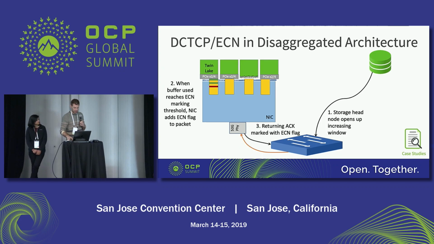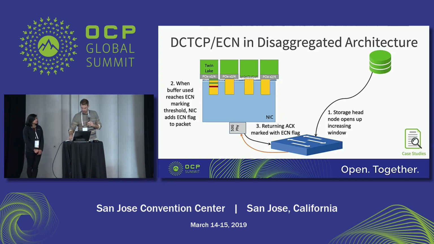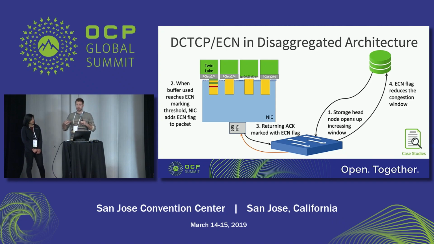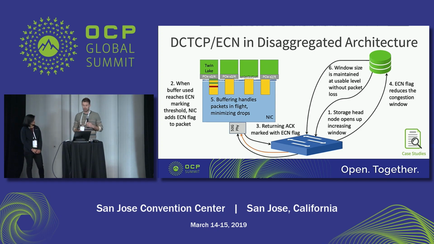Sorry, heading into the twin leg. This then leads to the returning packets being marked with an ECN echo flag. This then passes all the way back to the head node and reduces the congestion window. So immediately we've reduced the throughput without actually having to drop packets. And while this is happening, the buffering is handling the packets in flight. By putting these things together, we're able to minimize the drops and reduce the tail latency.